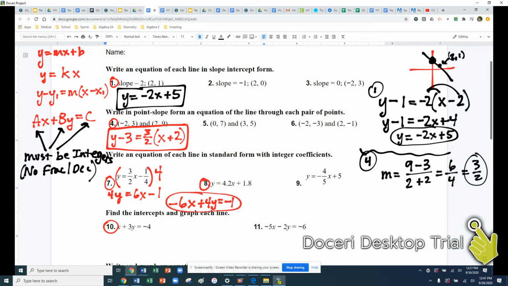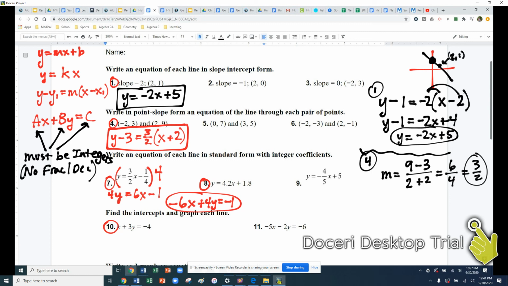And there we go. My preference is I like to put the negative, or I like to put the x first, then the y. It doesn't matter. If you put 4y minus 6x equals negative 1, you're okay. So that's where we're going to be for number 7.